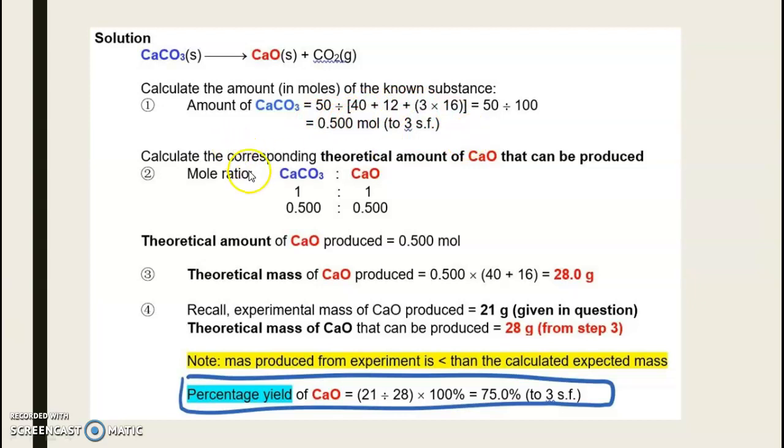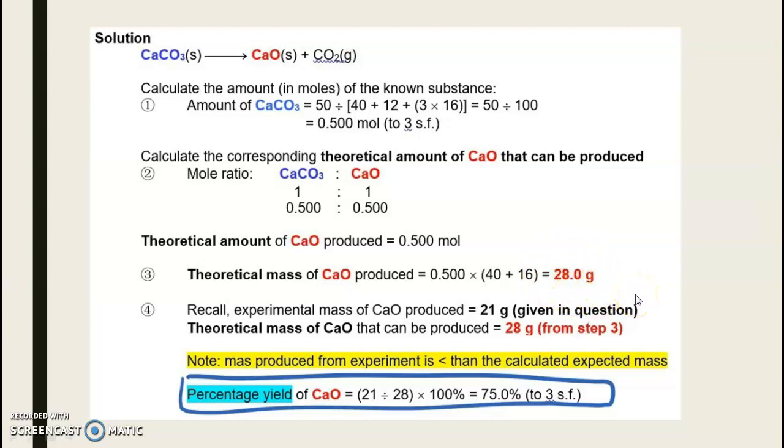After that, the second step is always the mole ratio. The mole ratio of the reactant that you are given information about and the product that the question asks you to find, which in this case is calcium oxide. Since the mole ratio is 1:1, we know that the theoretical amount of CaO produced will be 0.500 mole. Then we calculate the theoretical mass of calcium oxide by using the amount of mole times the molar mass, and this gives me 28.0 grams.